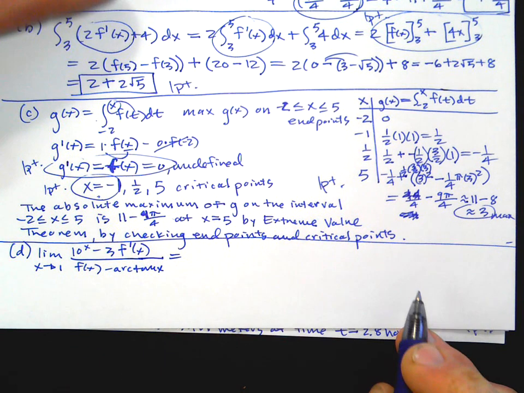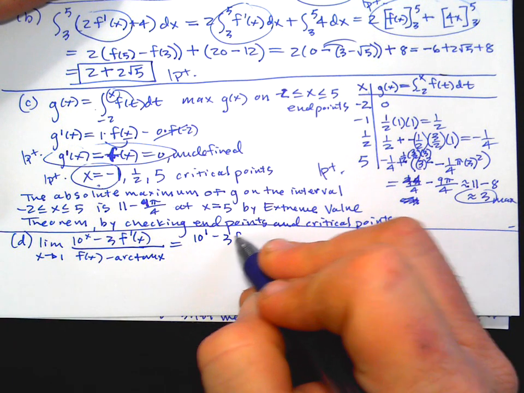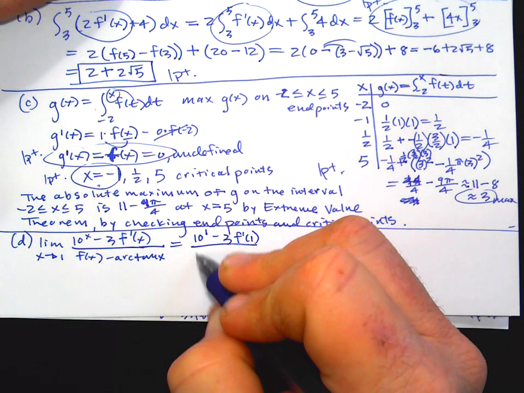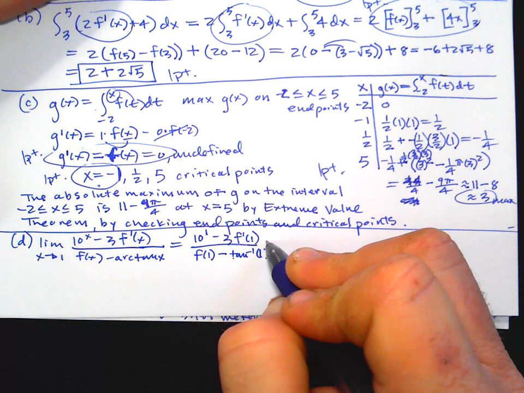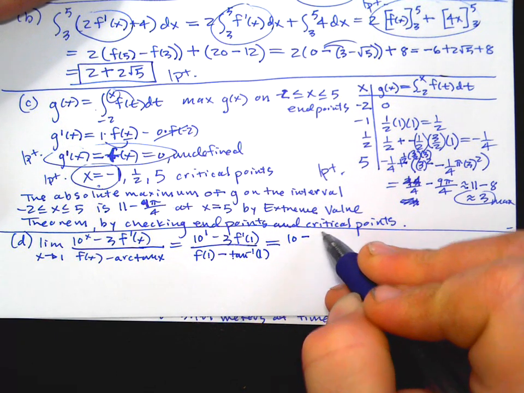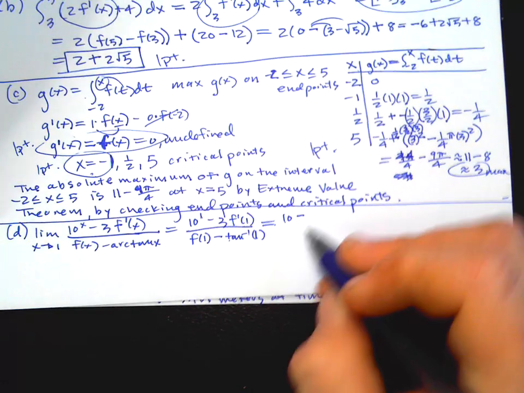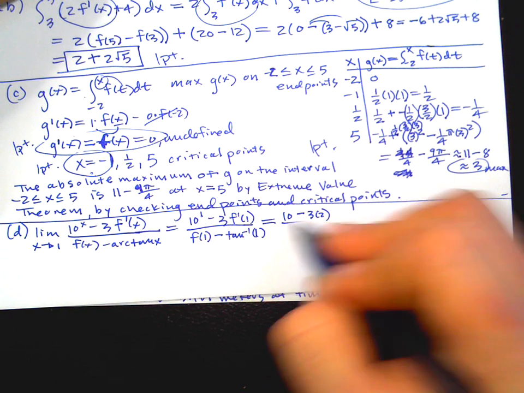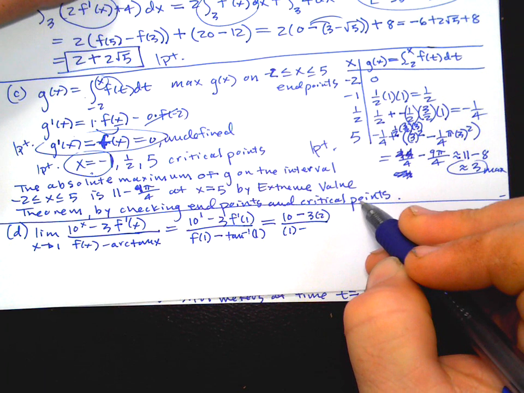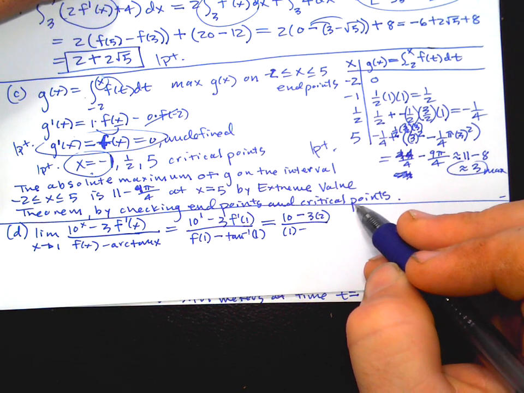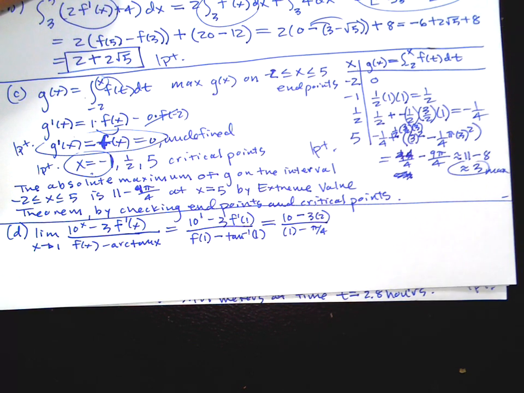Now, first thing we usually try and do is just plug it in. So we get 10 to the first minus 3 times f prime of 1 over f of 1 minus inverse tangent of 1. Now, f prime of 1 would be the slope of the graph at 1, which is up 2 over 1. So that's 3 times 2. F of 1 is just the value of the graph, which is 1. Inverse tangent saying, what do you take tangent of to get 1? Well, when is sine over cosine the same value? That's pi over 4, right?